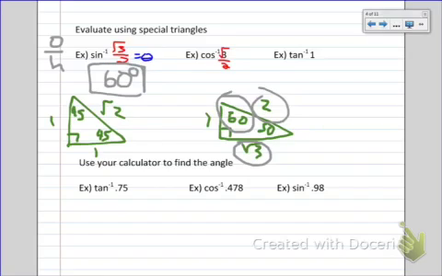I'm just using that right triangle. Where did I find square root of 3 and 2? I found it in the 30, 60, 90 triangle. Square root of 3 has got to be the opposite. It's opposite of 60.